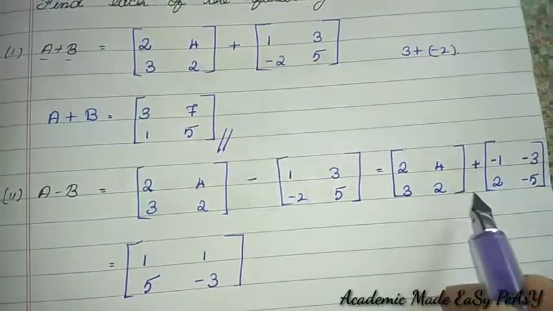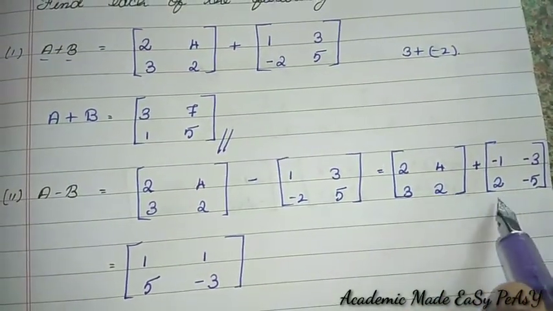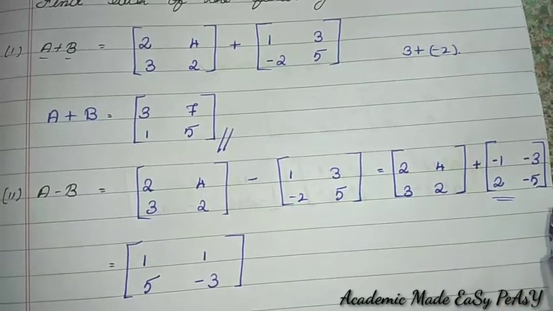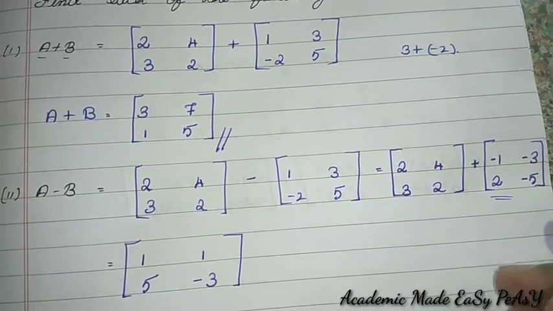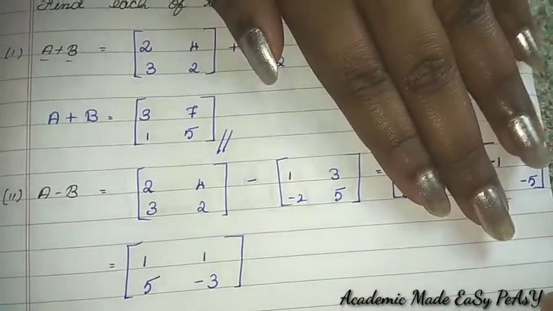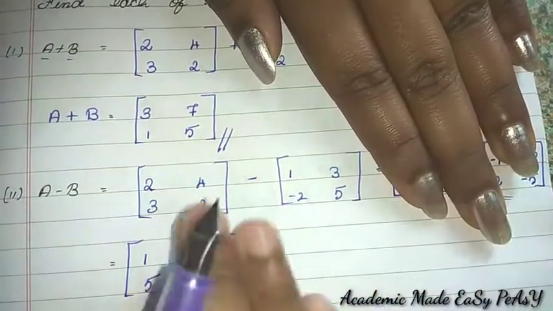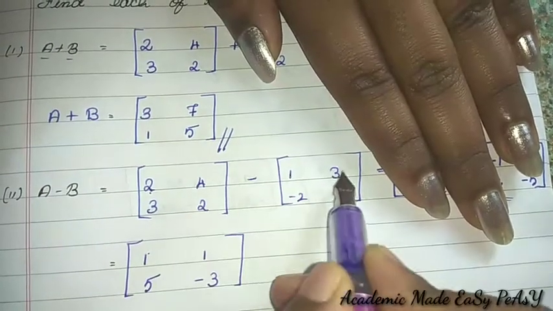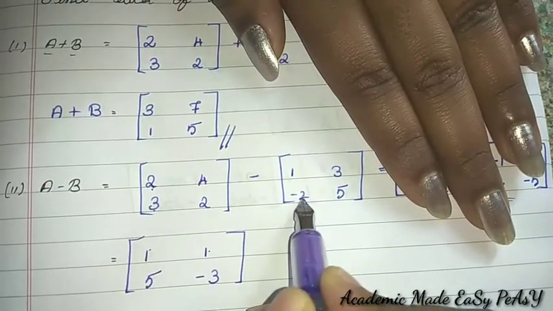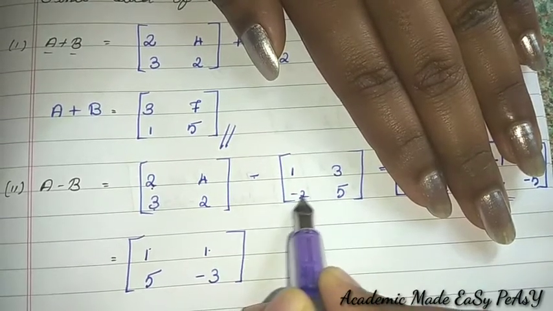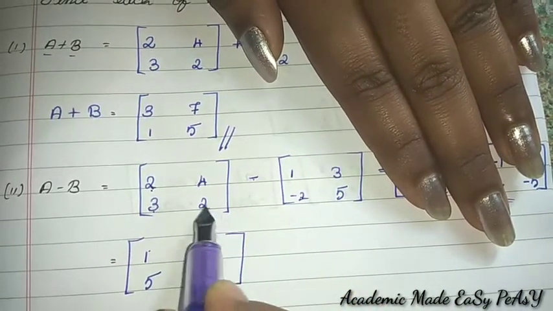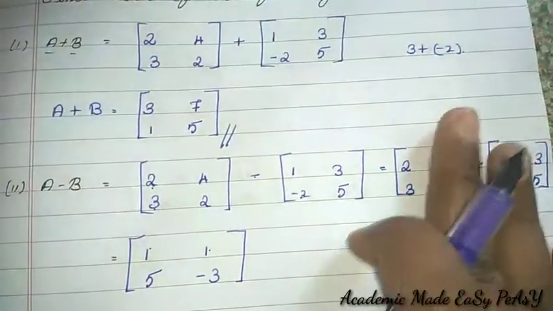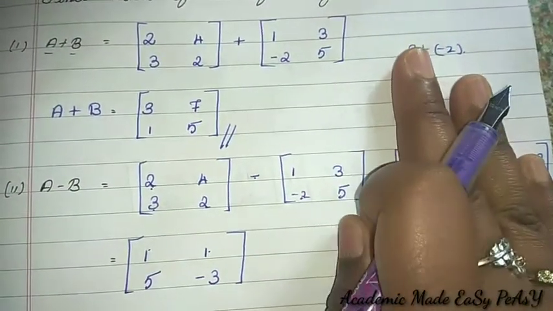Just for doing big sums, we will be using this method. So only I taught you this method in the beginning itself. If this method is confusing for you, just leave out this step. Then you can just directly see 2 minus 1 is 1, 4 minus 3 is 1. 3 minus of minus means plus, 3 plus 2 is 5. 2 minus 5 is minus 3. So if this is confusing, you can just skip this step.